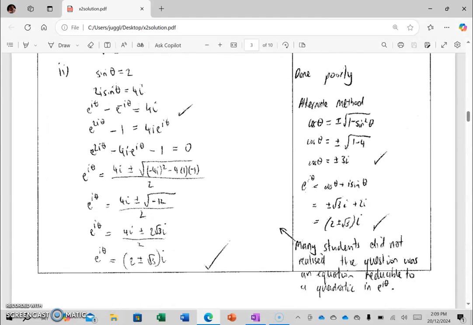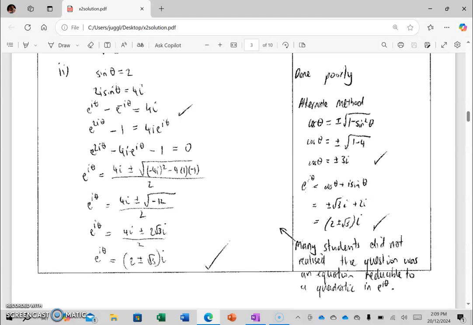Part 2. This part was done really poorly. This was a bit of a different kind of question. I wanted to show you that it's possible in complex numbers for sine and even cos to be outside of the bounds of negative 1 to 1. So I picked sine theta equals 2. Then you're meant to use the previous part. If you multiply through by 2i, then you can use the previous part. You get this expression here.